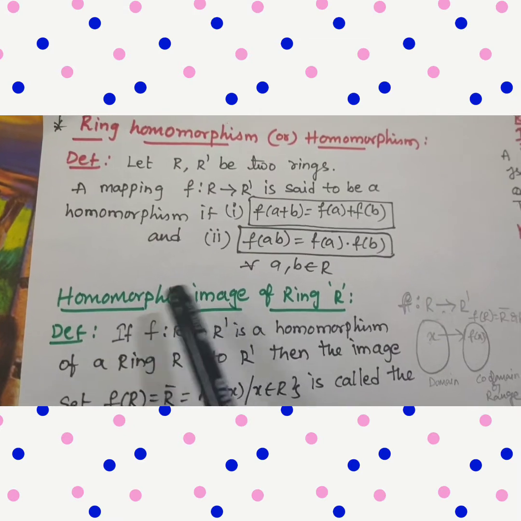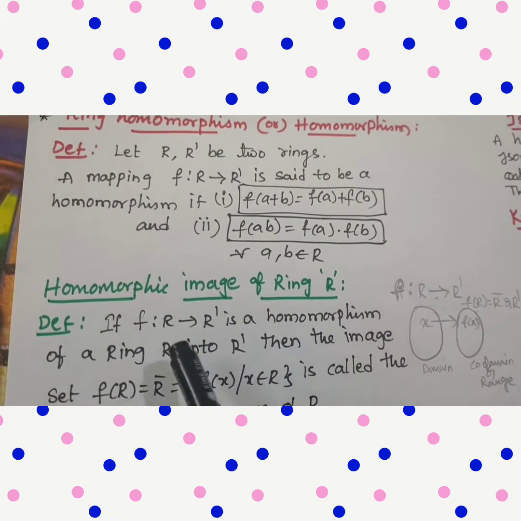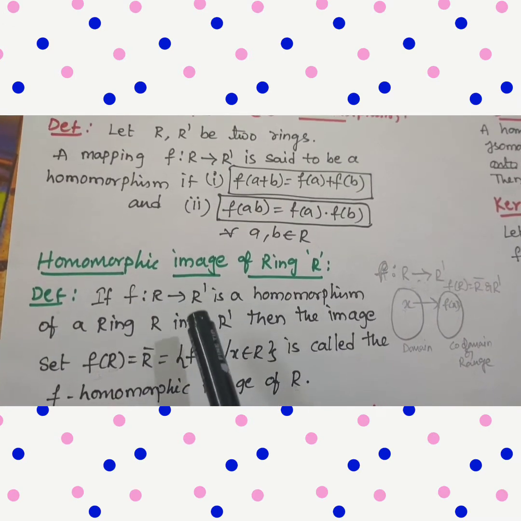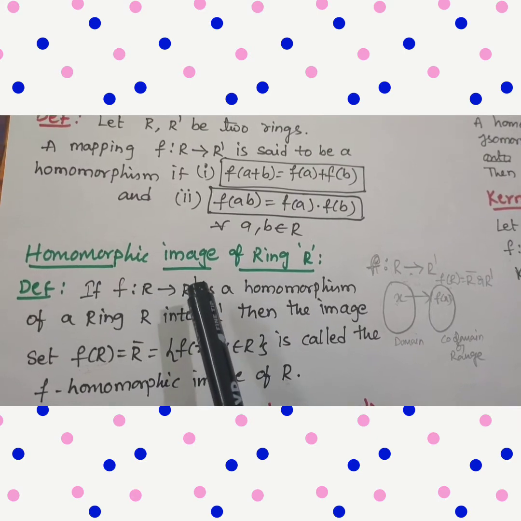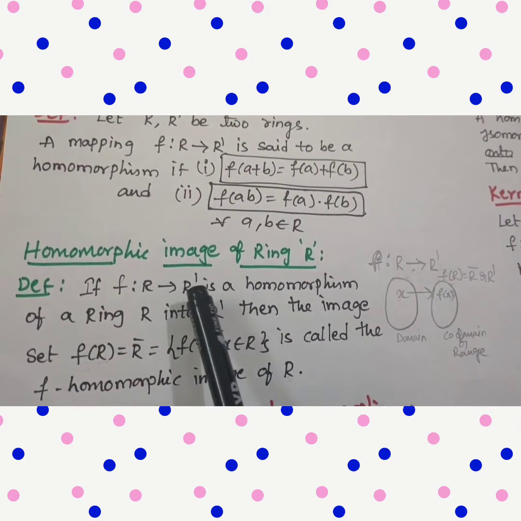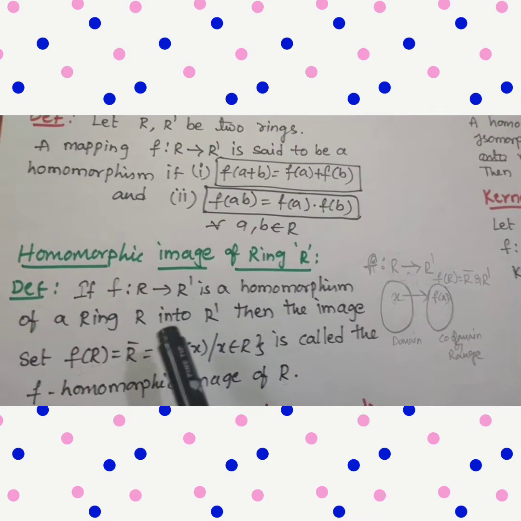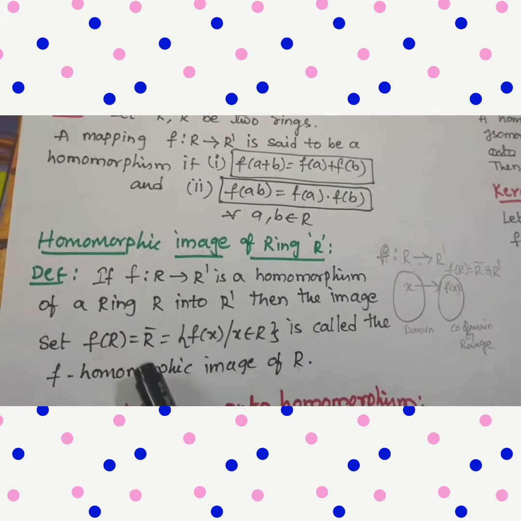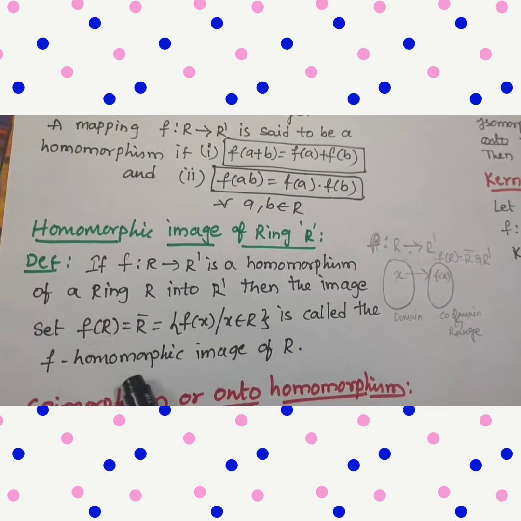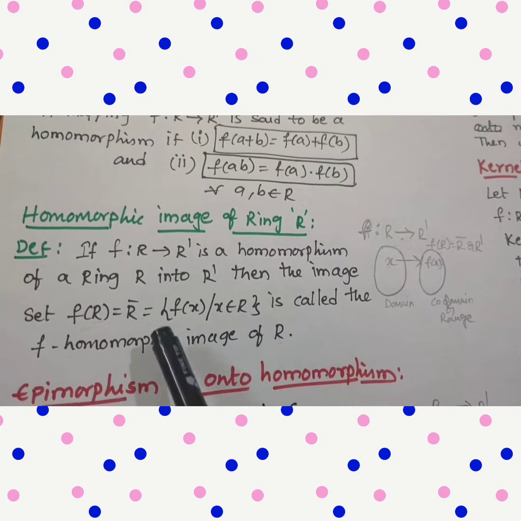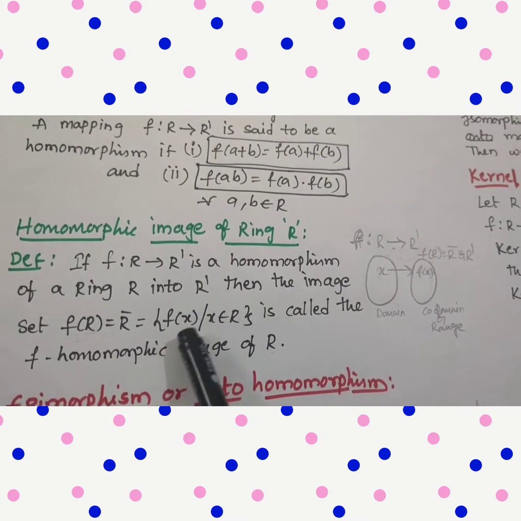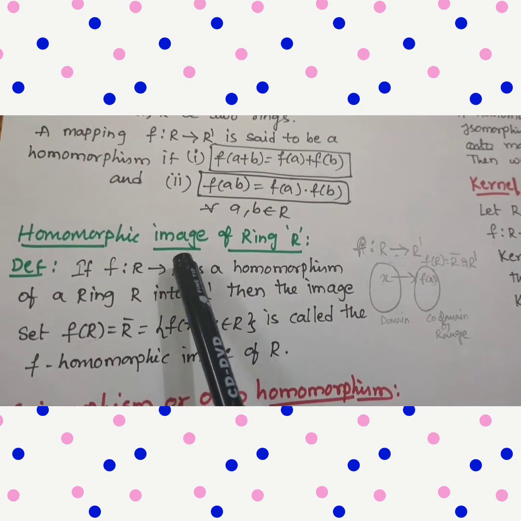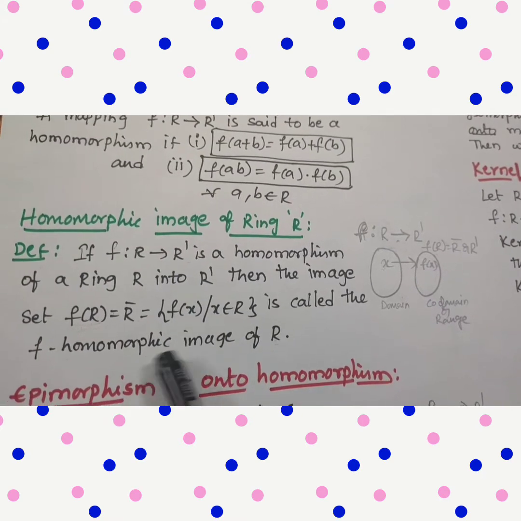Now we'll see what is the homomorphic image of a ring R. As we said, R is the domain and R dash is the codomain. Here R dash is called the homomorphic image of R, the image of R, where f of R, which is equal to R bar or R dash, is called a homomorphic image of the ring R. It is the set of all the elements present in R dash. So this set is called the homomorphic image of R.